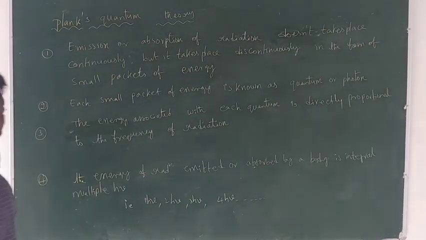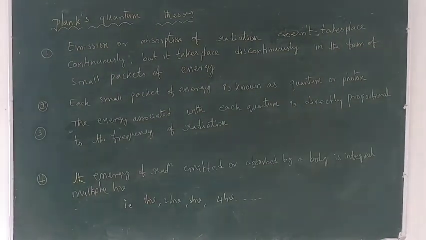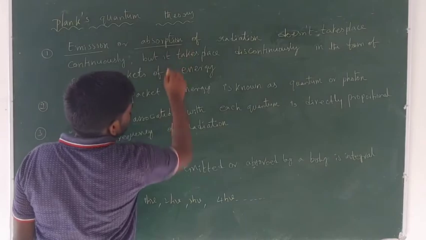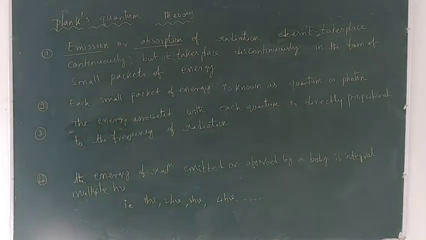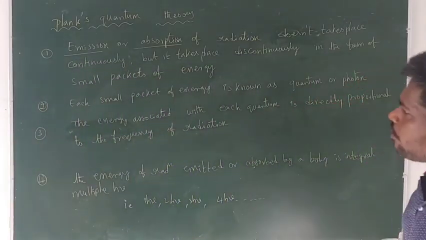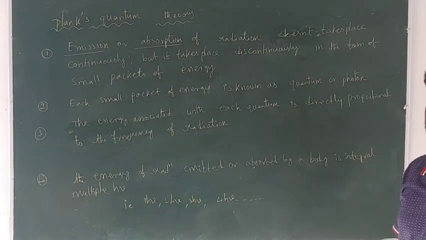So next one, Planck's quantum theory. Max Planck proposed Planck's quantum theory based on the experimental results obtained from the black body radiation graph. Now the first postulate, guys: emission or absorption of a radiation does not take place continuously, but it takes place discontinuously in the form of small packets of energy.